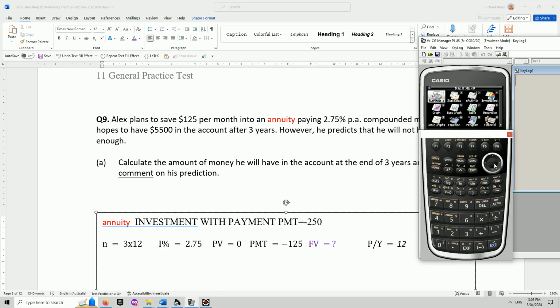Off to the finance section. It's compound interest. Finally, we've got a question with payment. So N is 3 times 12, it'll do the 36 for you. Interest is 2.75 from the question. Starts with no money, doesn't say anything about starting with any money, so we'll imagine it starts with no money. The payment, he's going to put some money in, minus 125, because you're putting the money into the bank. This is what we're looking for, so we'll make that 0. P/Y, C/Y look like they're 12. That looks like it's ready to go.